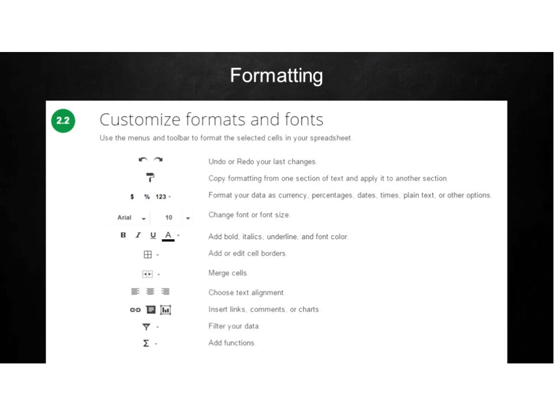You can copy formatting. You can format your data as a number or percent, as currency. You can change the font size, color, or underline. You can create cell borders. You can merge cells. You can align text. You can filter, and you can add functions. All of those are possible.